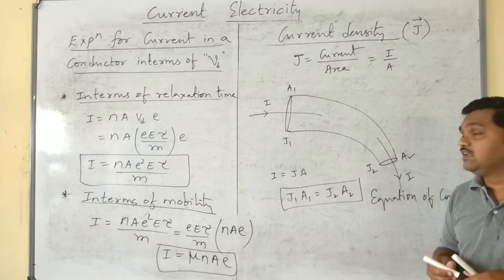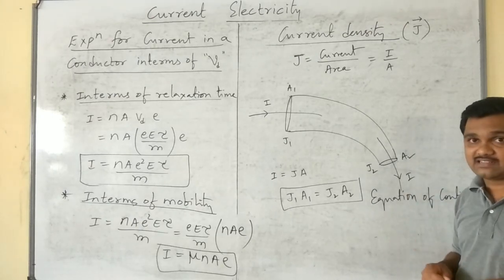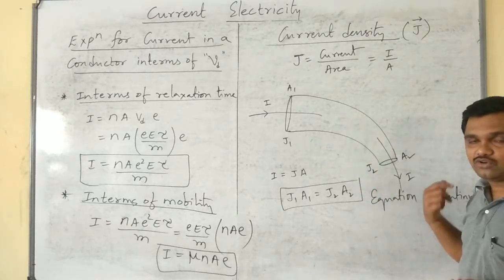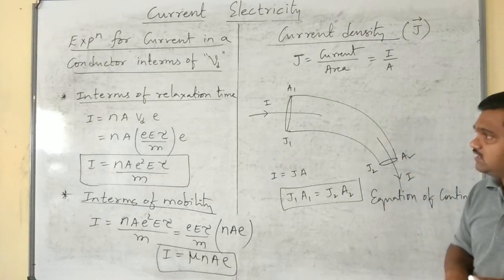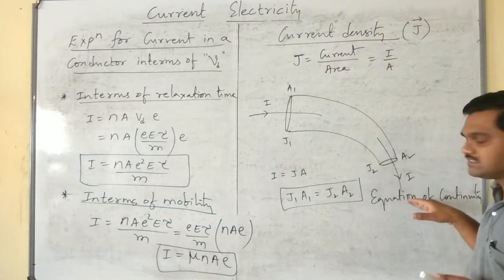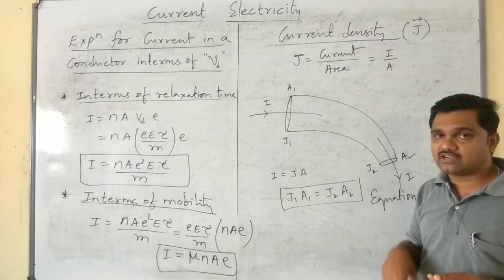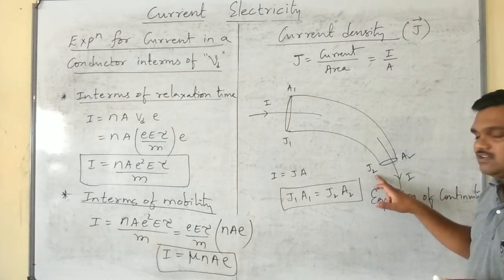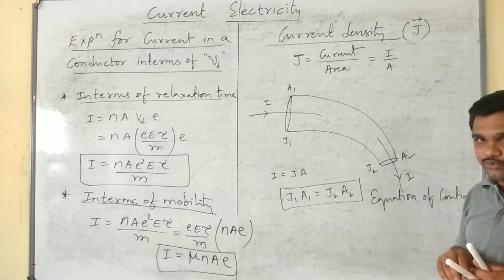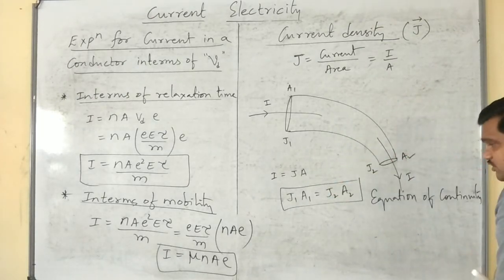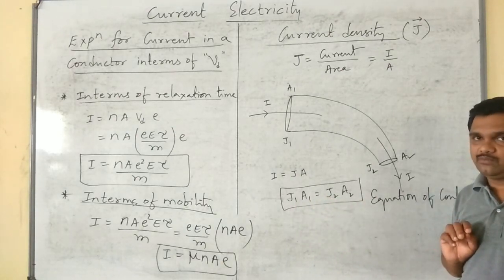You might have seen in the mechanical properties of fluids chapter in class 11, A1 V1 is equal to A2 V2. So that was the equation of continuity, isn't it? Water will come here and exit here. So here, in place of J1 we wrote V1, correct? Here also A2 V2. Therefore A1 V1 is equal to A2 V2 was the equation of continuity. Here J1 A1 is equal to J2 A2.